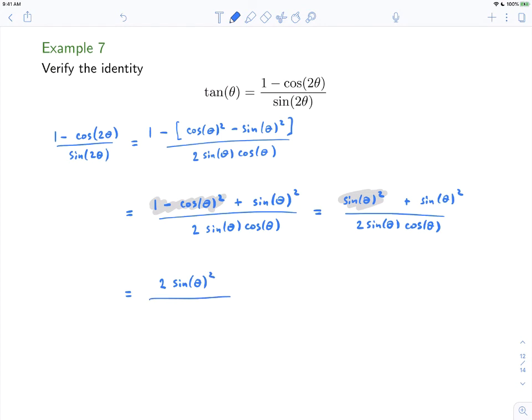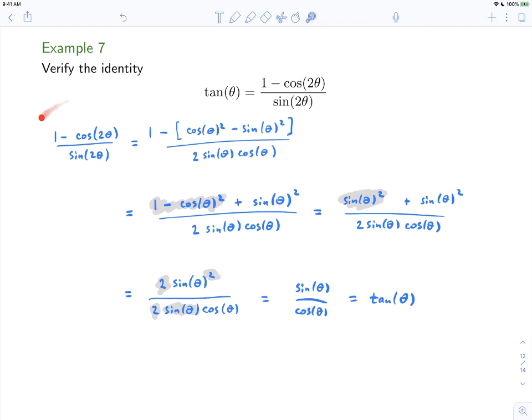And in the denominator we have 2 times sine of theta times cosine of theta. And now we have everything that we need. So this 2 will cancel out with that 2. The sine of theta in the denominator will cancel out with one of the sine of thetas in the numerator. And you're left with sine of theta divided by cosine of theta, which is tangent of theta.